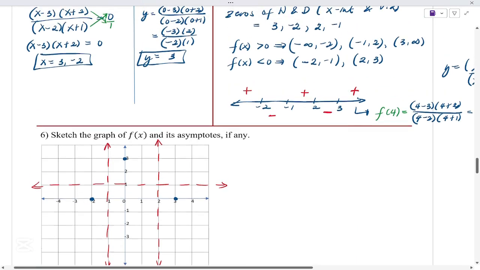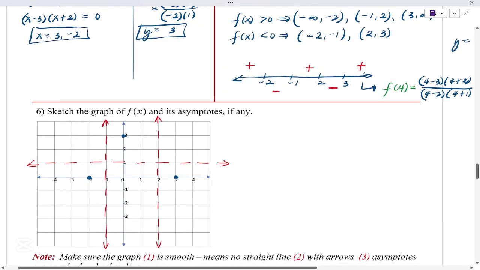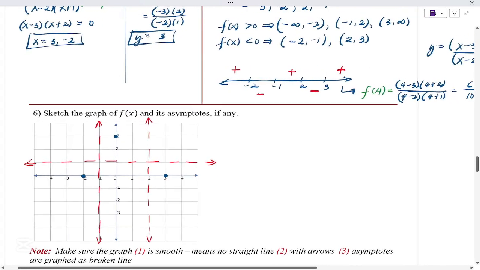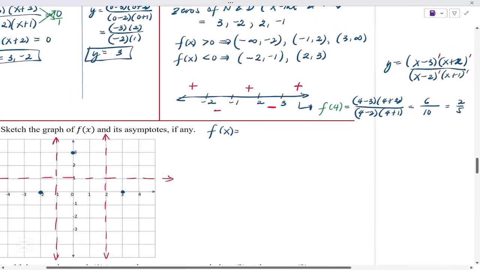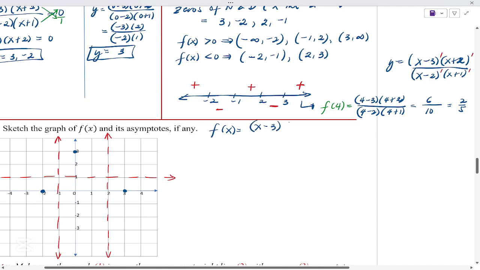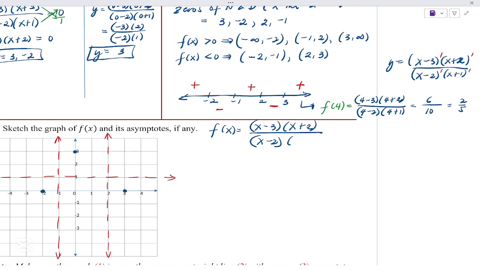Okay, so let us try to apply the sign analysis. And let us write the given function again in case we need an extra point. So we will have (x minus 3)(x plus 2) divided by (x minus 2)(x plus 1). And we can see here that f of 4 is equal to 2 over 5.